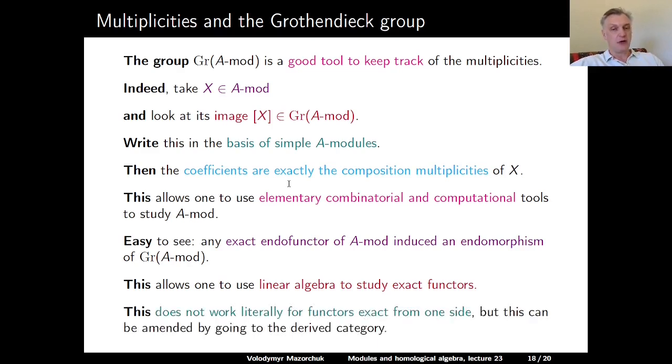In this lecture, we talked about one-sided exact functors. They, in general, do not induce endomorphisms of the Grothendieck group of the module category. But that can be amended by considering, instead of the module category of A modules, the derived category of A modules. But that is already a notion for a new course.